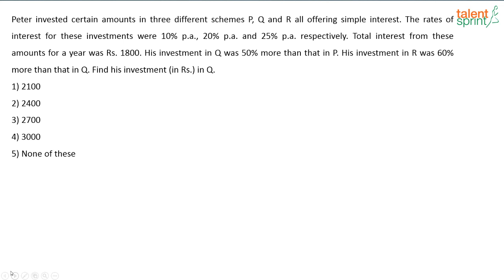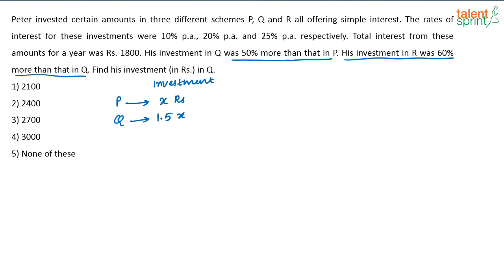Akash says the option is 3, 2700. Okay, let's try. See what is given here. Peter invested certain amounts in 3 different schemes. Okay, so let us assume that in scheme P, Peter is investing X rupees. Now, his investment in Q is 50% more than that in P. So, if he invests X rupees in P, in Q he is investing 1.5x. His investment in R was 60% more than Q.